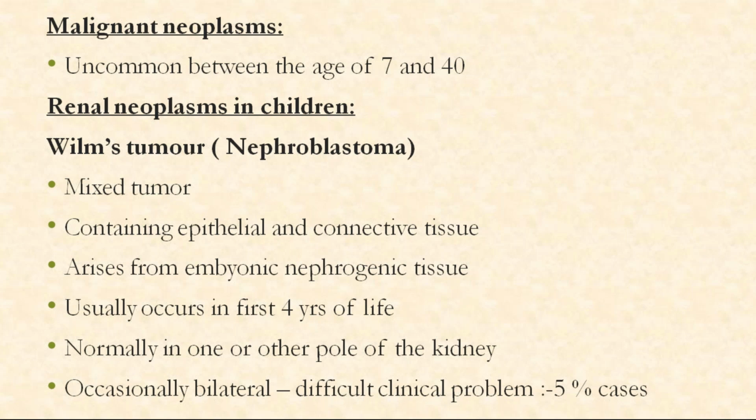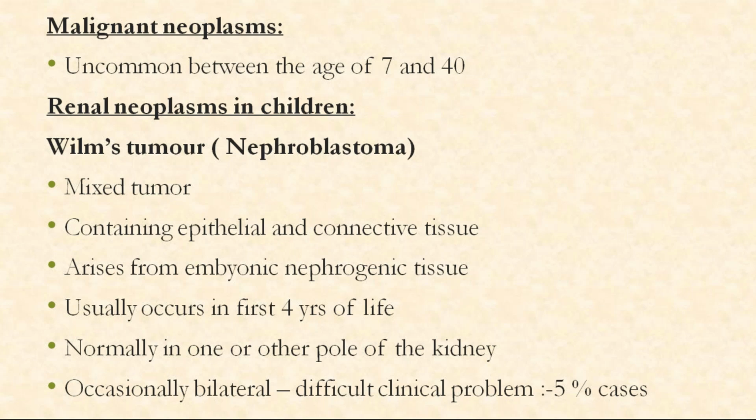What is Wilms' tumor? It usually occurs in children. It is also called nephroblastoma. It is a mixed tumor. Why is it a mixed tumor? Because it contains both epithelial as well as connective tissue. Embryologically it arises from the nephrogenic tissue. This tumor usually occurs in the first 4 years of life. This nephroblastoma may occur in either the upper pole or the lower pole of the kidney.